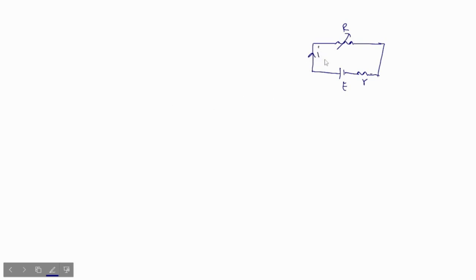Now suppose a current I is going in the circuit. So I will be total EMF upon total resistance. Then P equals I square into R. P is the power dissipated in this resistor, so it will be I square R. This will be your power.